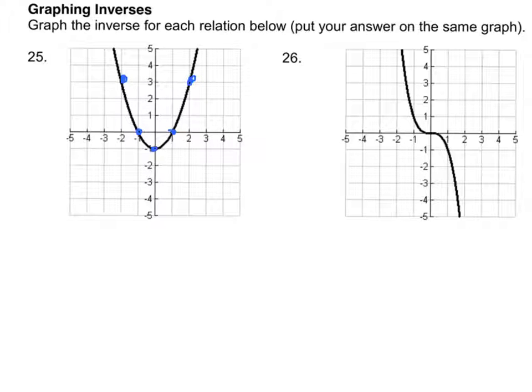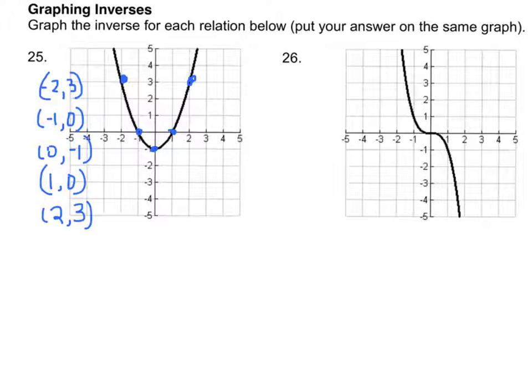So let's write the ordered pairs for those points. Remember, x comes first. So for this point, the x is -2 and the y is 3. And then we have a -1, 0, a 0, -1, so I'm going to just write the ordered pairs for all the points. Okay, so there they are.